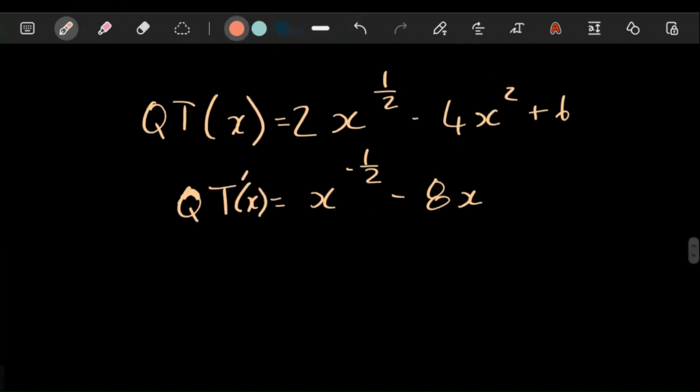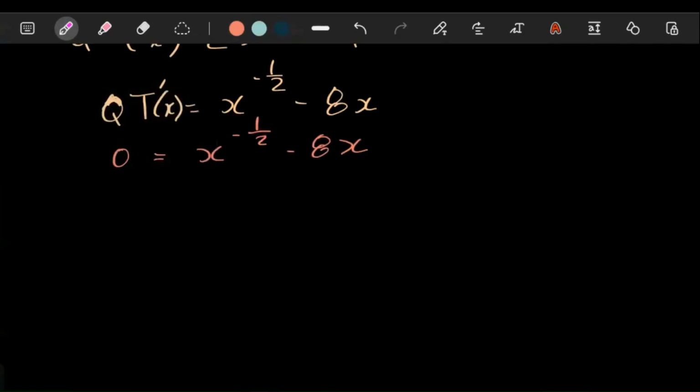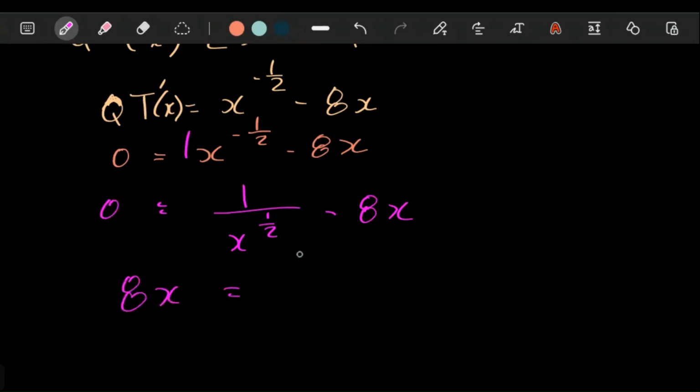Now since we have our differentiated equation, we need to make it equal to 0, and then we solve for x. Because it's a negative a half, what this means is this is under a square root symbol. You can take it under the 1, like the 1 here. You take it under that 1, and the exponent becomes positive. Now this negative 8, you can still take to the other side. But now you can write it as 1 over square root of x.